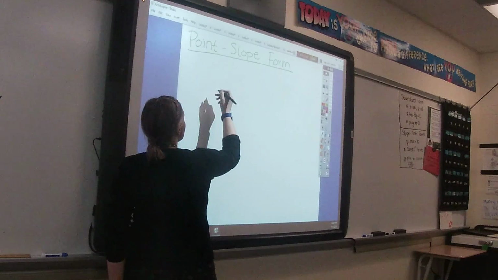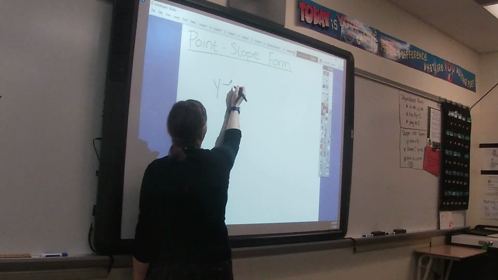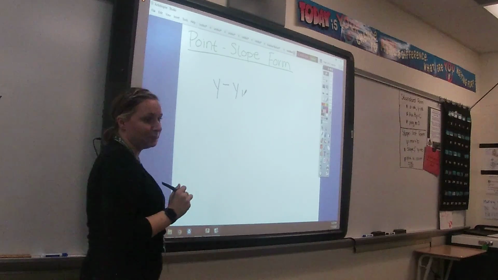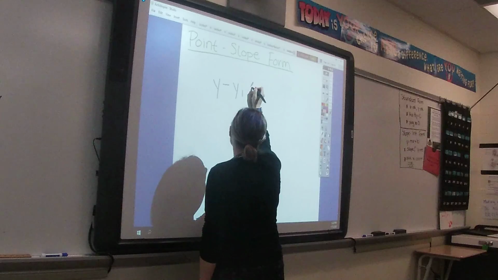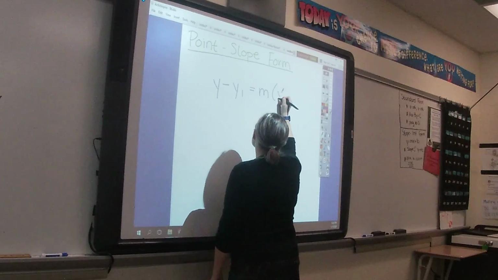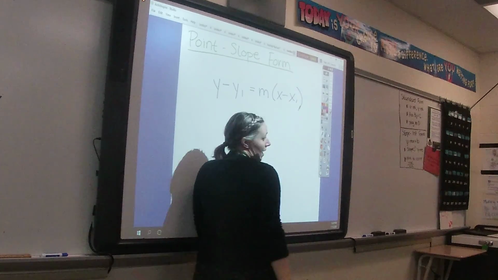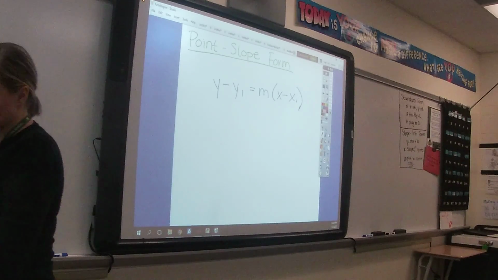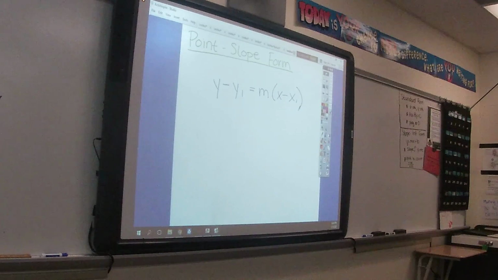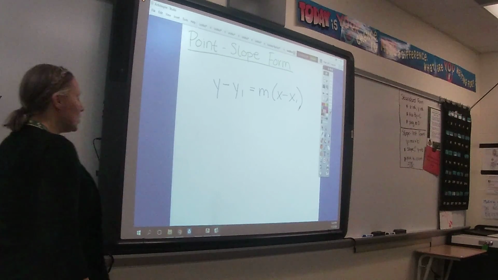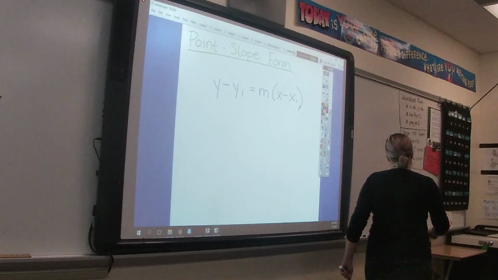So point slope formula has a general form of y minus y sub 1 equals m times x minus x sub 1. So definitely a lot more stuff going on in this formula than the ones we've looked at before. But here's where this formula comes from.